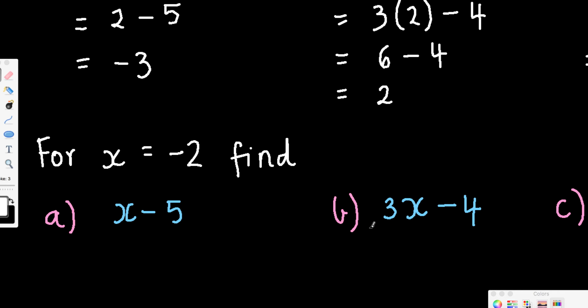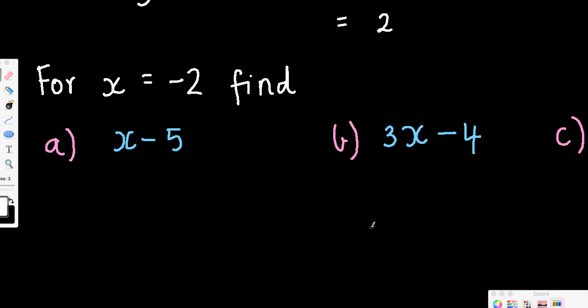Just down here, I wanted to show you a couple where we're substituting a negative value. This time I've made x equal to negative 2. So I'll substitute that into this. And now I have negative 2 take away 5. That gives me negative 7.